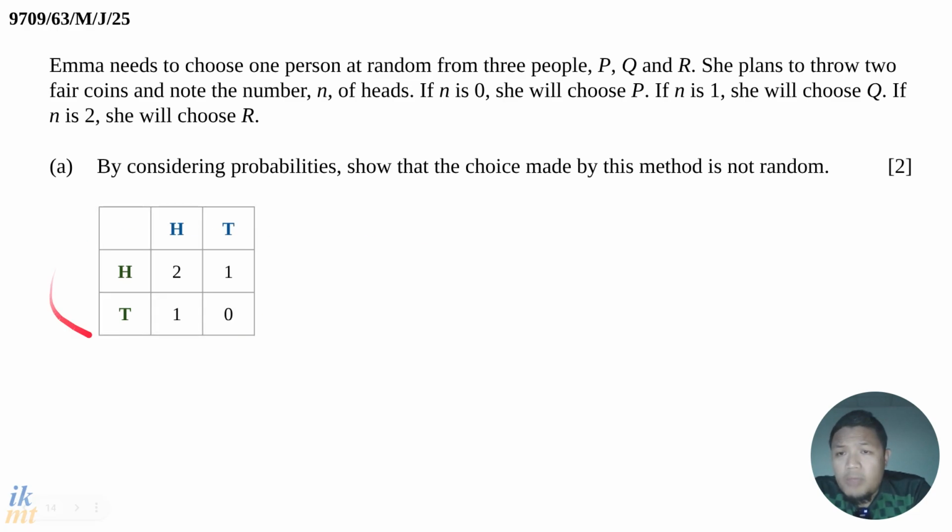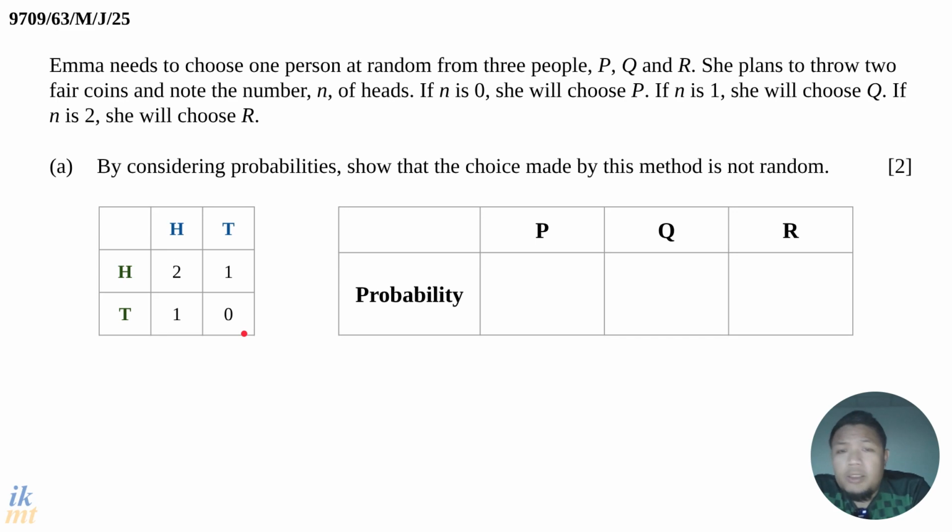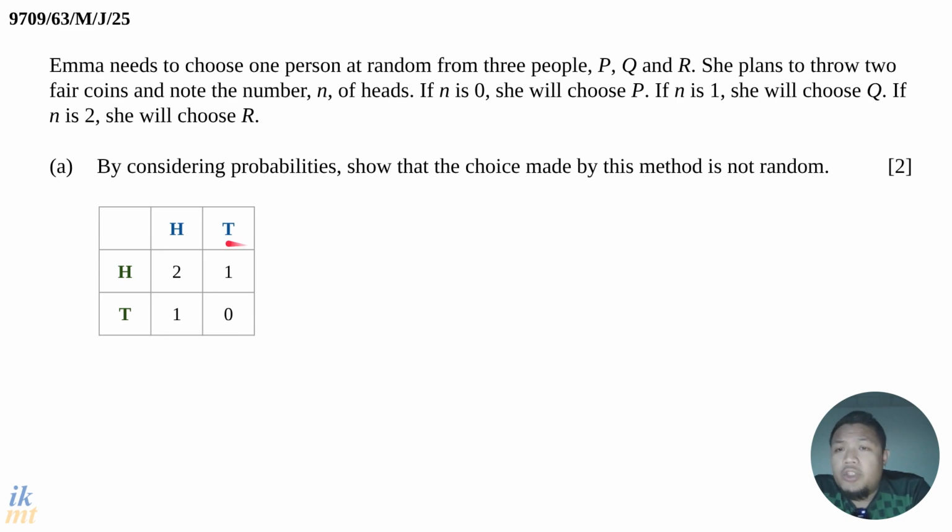So here's our two-way table. The blue H and T here are for the first coin, and the green H and T here are for the second coin. H means getting a head for the first coin. The blue T is for getting a tail for the first coin. This green H is to get a head for the second coin, and this T is to get a tail for the second coin.